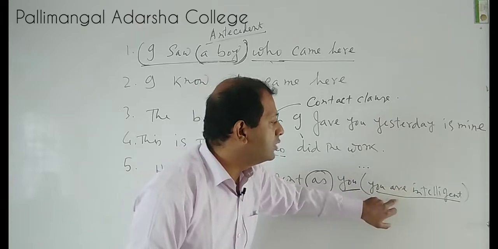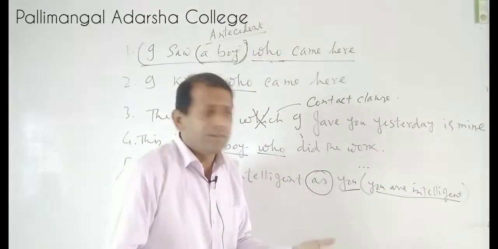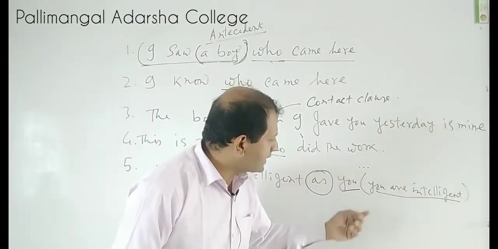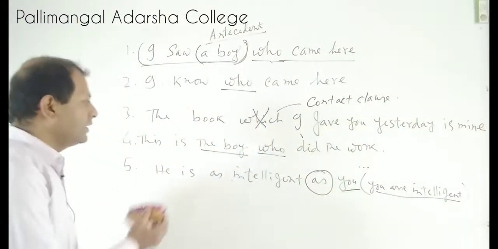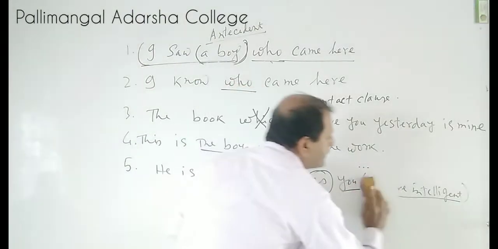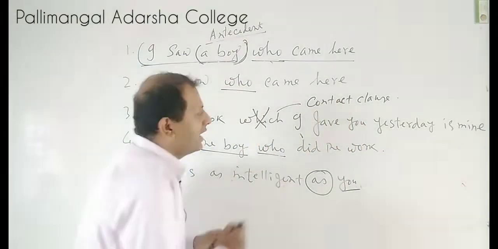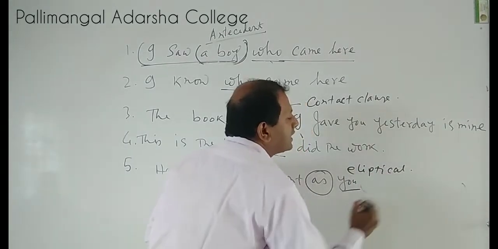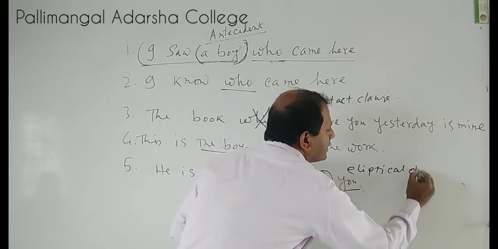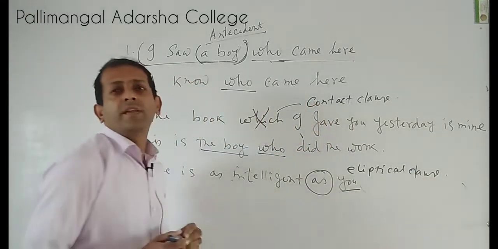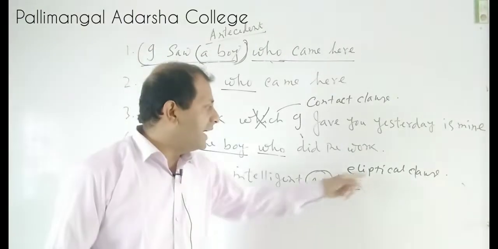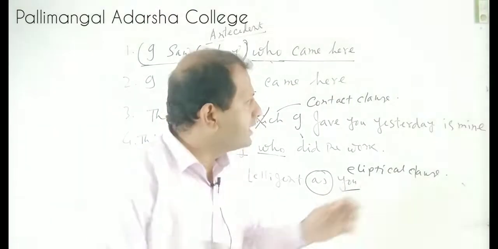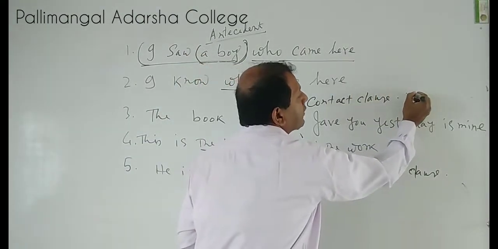This you are intelligent is not being written in the sentence, and that's why if I write this sentence in this way, he is as intelligent as you, this sentence will be called an elliptical clause. So what is an elliptical clause? Elliptical means something is absent. The term elliptical has come from the word ellipsis. Ellipsis means something absent. That is the three dots like this.